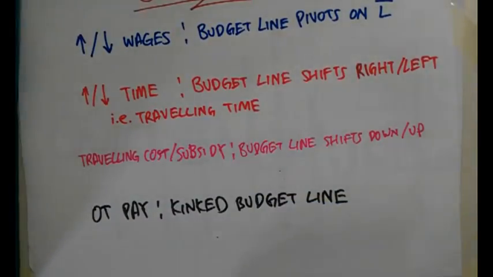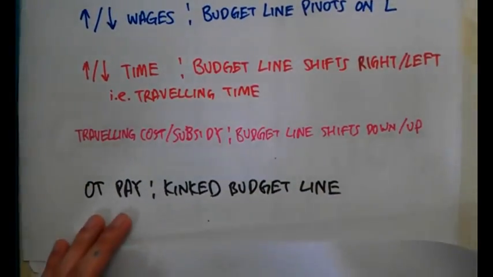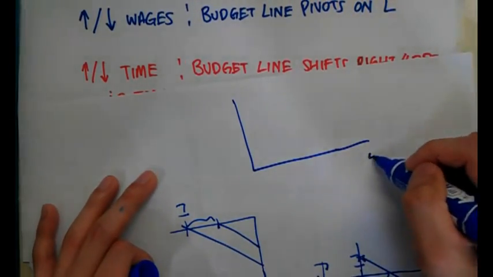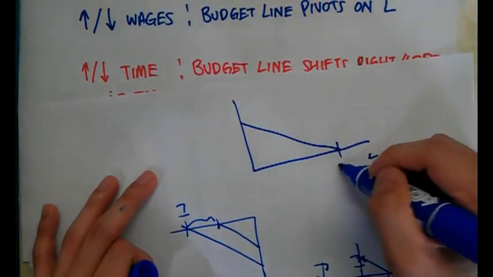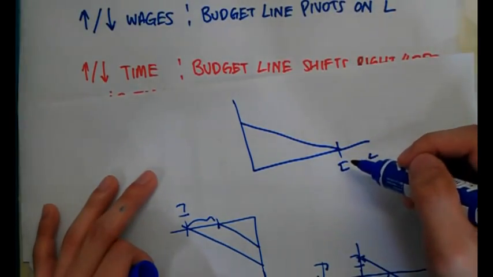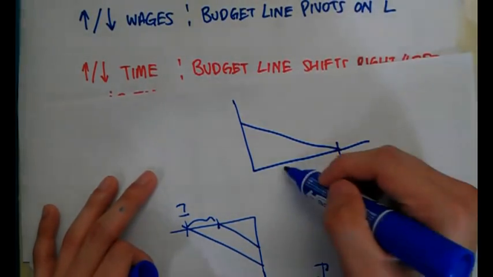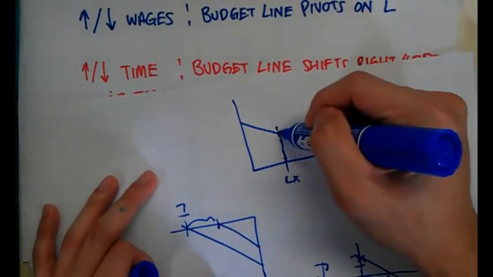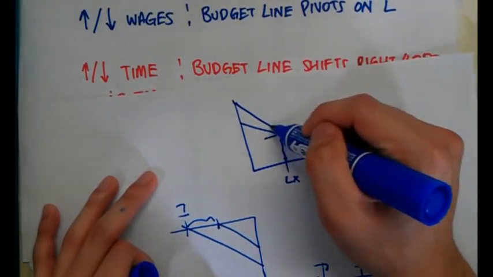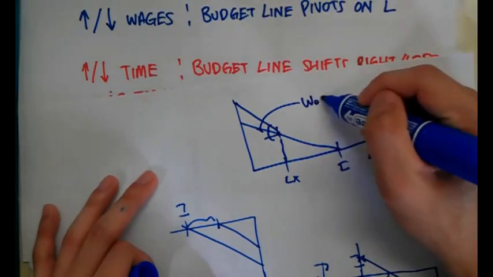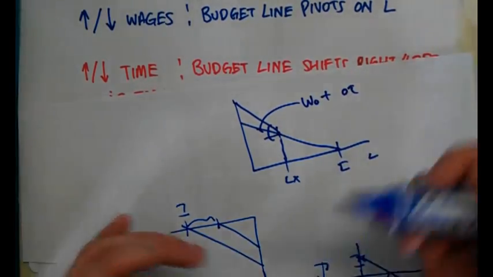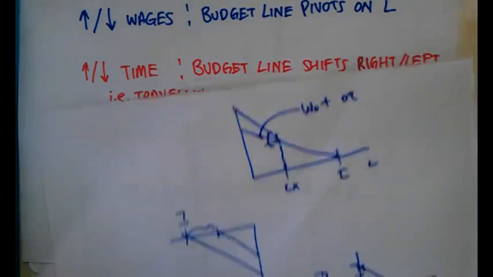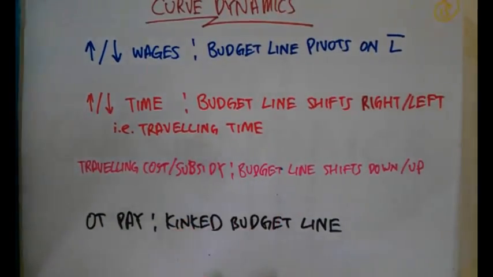Last one, OT pay. You will have a kinked budget line. For example, if the question mentions that after maybe LX there will be overtime pay, then basically from here he gets paid more, so it goes up. The notation here is going to be W0 plus OT pay, whatever algebra figure you want to use for your OT pay.